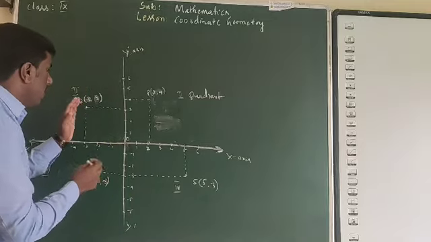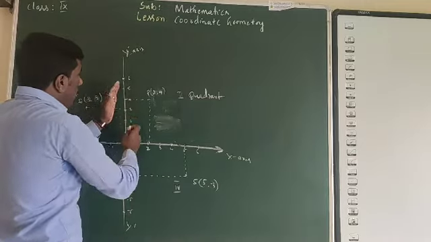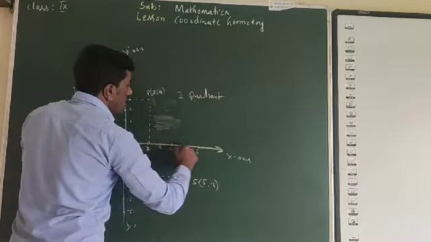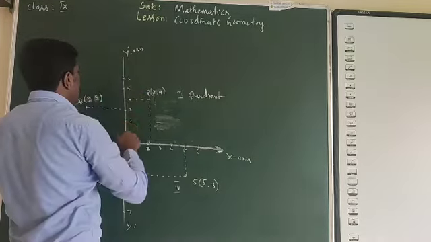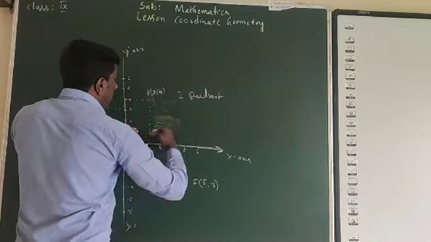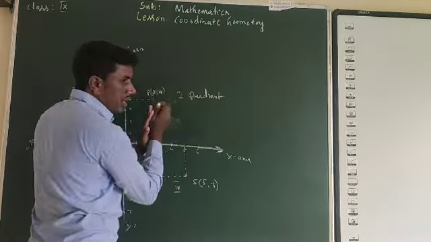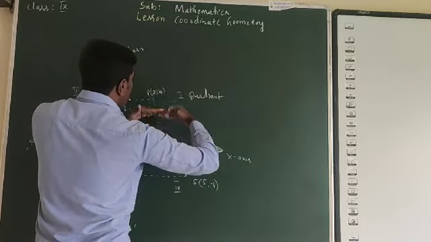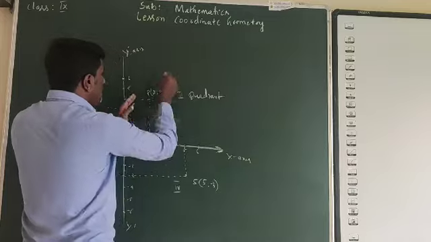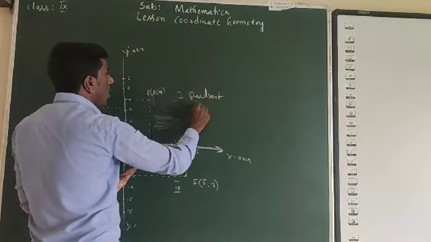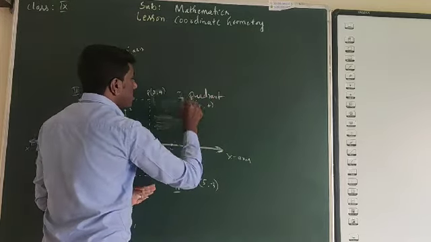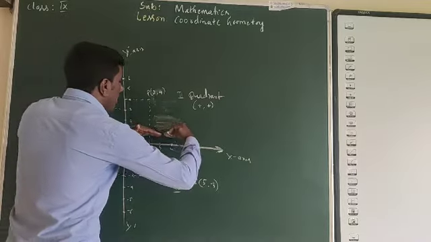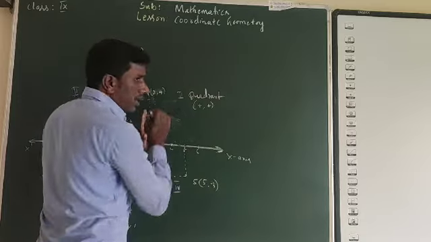Whatever points you take in this quadrant, it will be enclosed between the positive x direction and the positive y direction. It is enclosed between the positive x axis and the positive y axis. So whatever point you take here, both coordinates will be positive, because it is enclosed between the positive x axis and positive y axis.